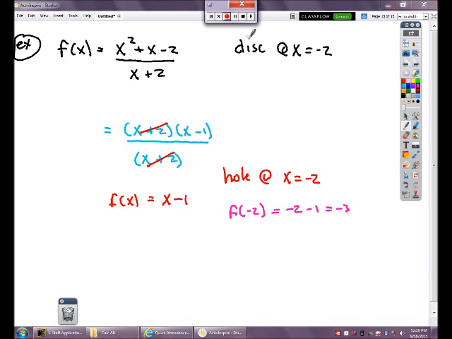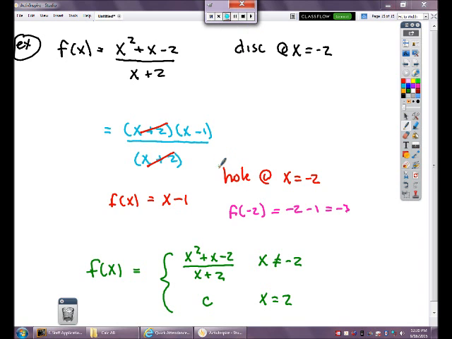So I can remove that hole by plugging in the -2 into the remaining function in red, f of x equals x minus 1. So f of -2 is -2 minus 1, which equals -3. And now I can rewrite the function.